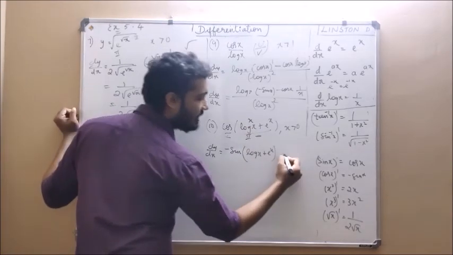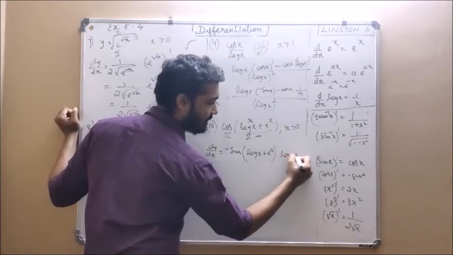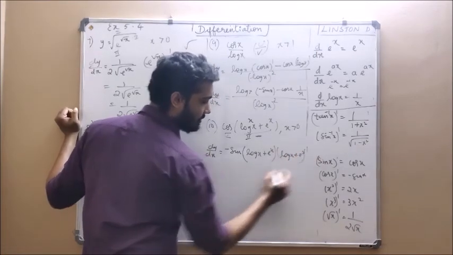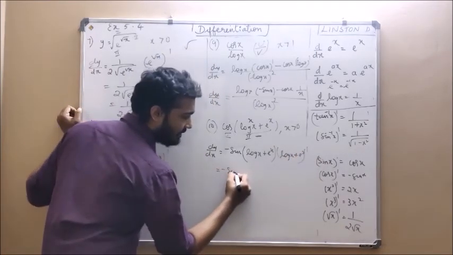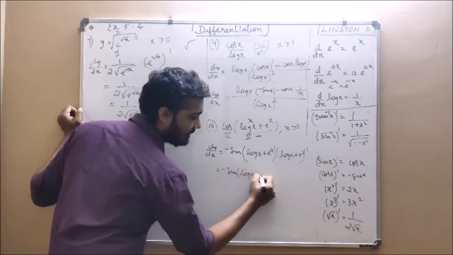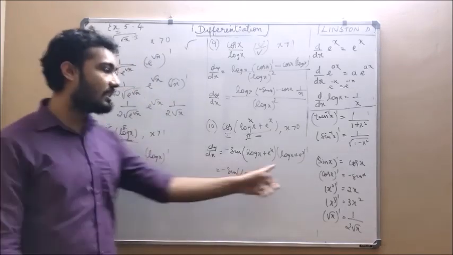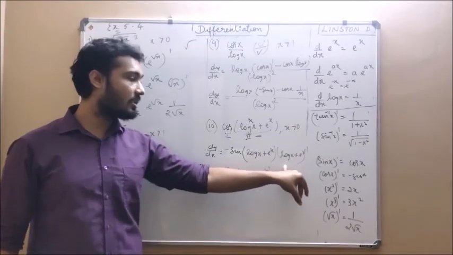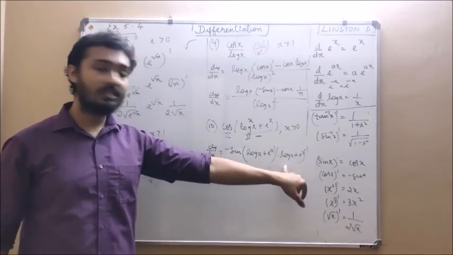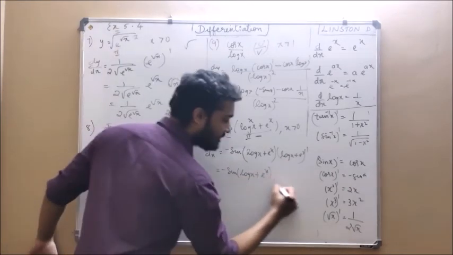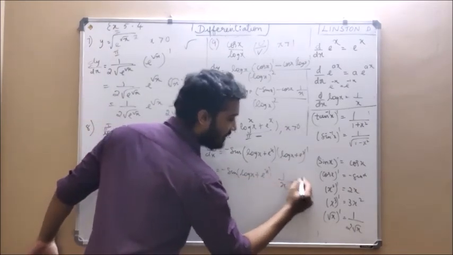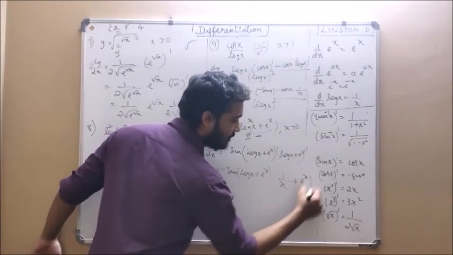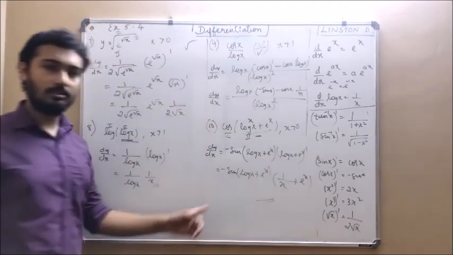Next we have to differentiate the inner function, log x plus e power x, dash. So it is minus sin of log x plus e power x. What is differentiation of log x plus e power x? This is a sum, so we differentiate this plus differentiation of this. Differentiation of log x is 1 by x, plus differentiation of e power x is e power x. So this is the answer.